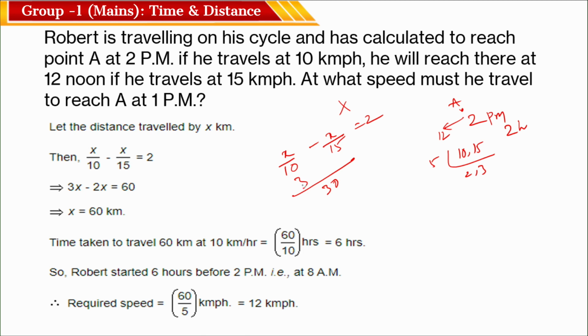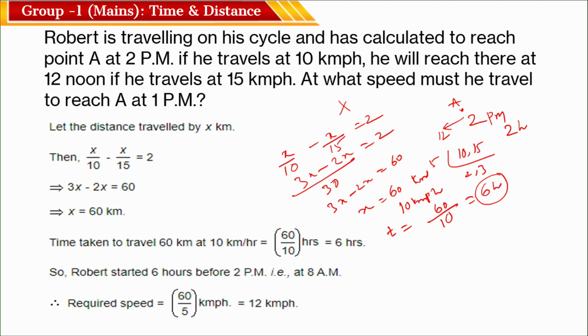33 is 3x, 15 2s are 2x, so 3x minus 2x is equal to 60, or x is equal to 60. The distance is 60 kilometers. Now the time taken to travel 60 kilometers with the speed of 10 kilometers per hour means that t is equal to 60 by 10, which is 6 hours.